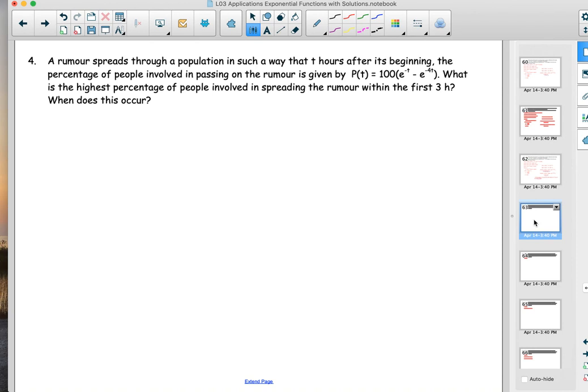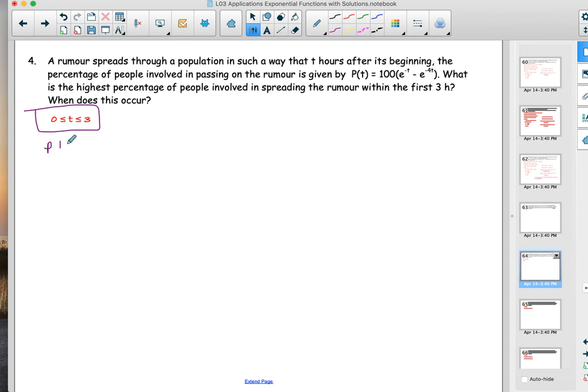All right, I believe one last question to go. A rumor is spreading through the population in such a way that t hours after it began, the percentage of people involved is given by this function. What's the highest percentage? That's how we know we're optimizing. It's asking us for the highest percentage involved in spreading the rumor within the first 3 hours. So that, of course, gives us our domain: 0 is less than or equal to t, which is less than or equal to 3.